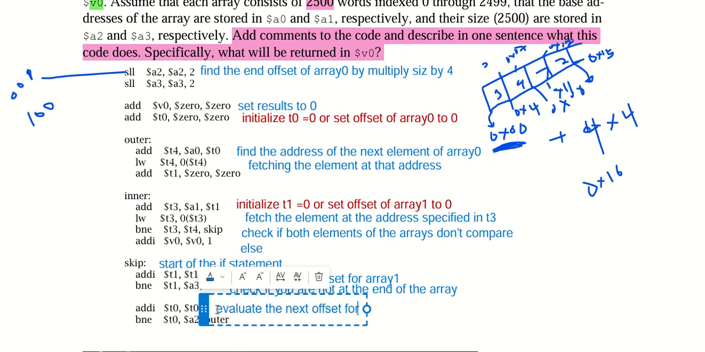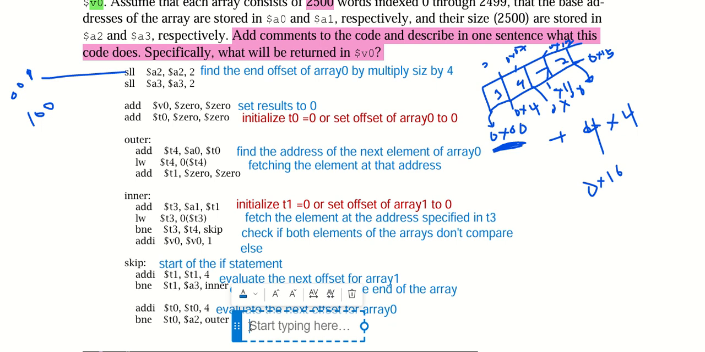However, if you are at the end of the array, then you would evaluate the next offset for array 0. Because why? Because remember, array 0 was used for the offset for what? Array 0. That's what you can see here, right? So evaluate the next offset for array 0. And now check that array 0 has not also reached the end.